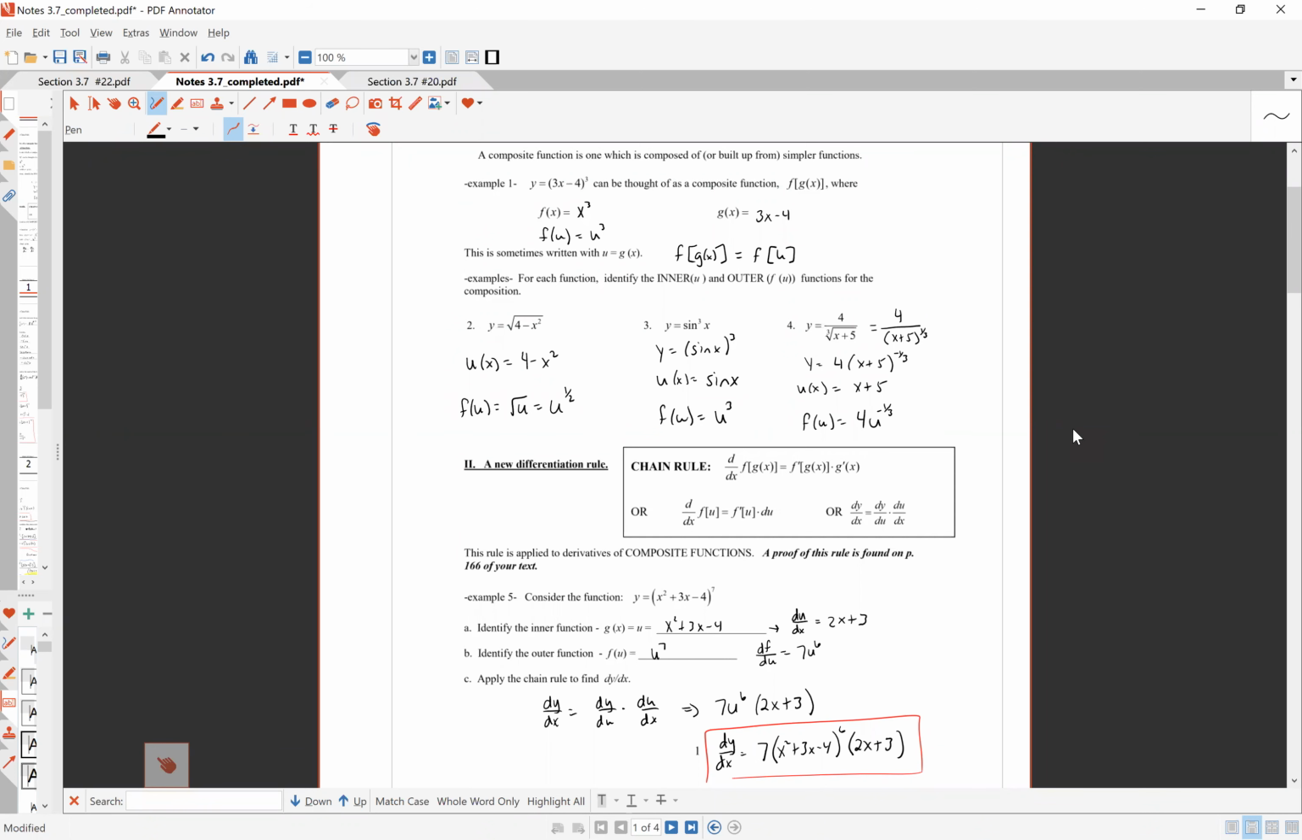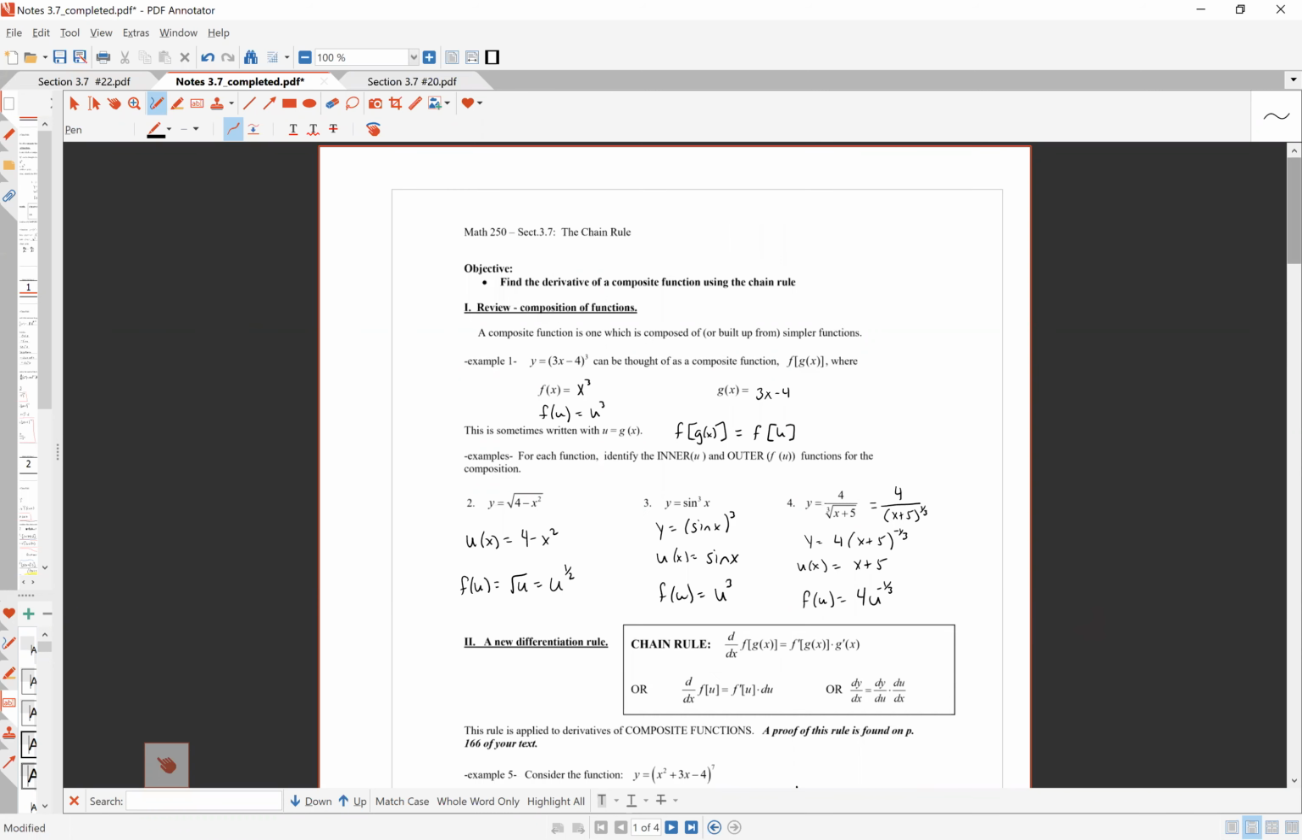So this is a short discussion on the chain rule. That's the material in section 3.7. It's actually kind of the rule itself. That's all the lecture is about, this rule. And we're going to learn how to take derivatives of composite functions.